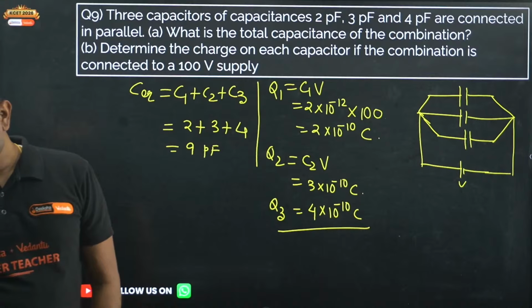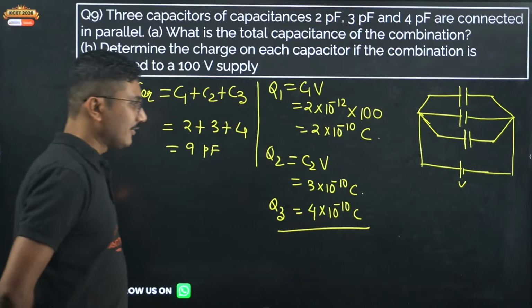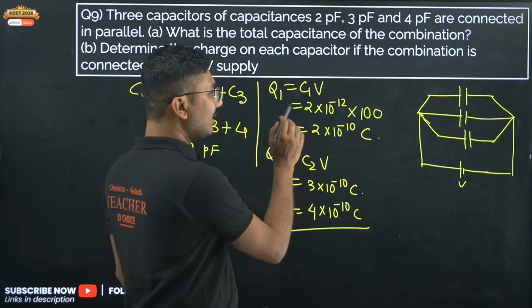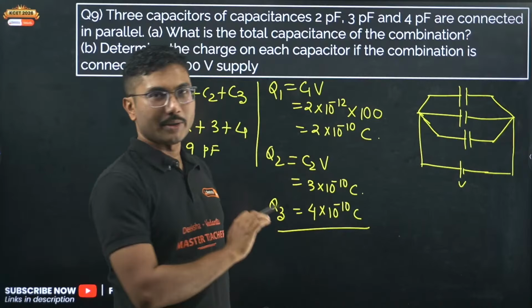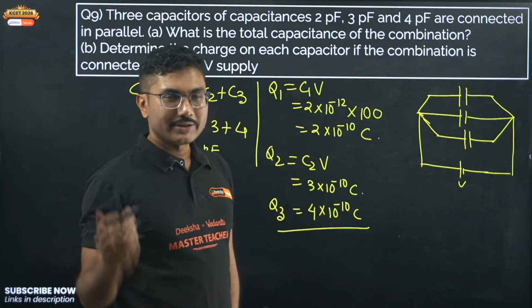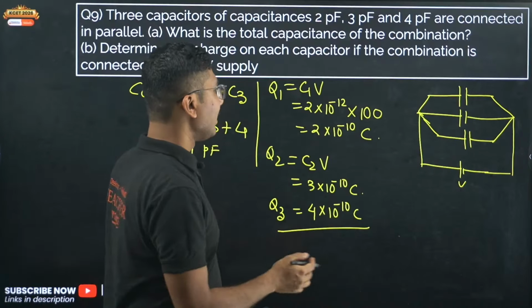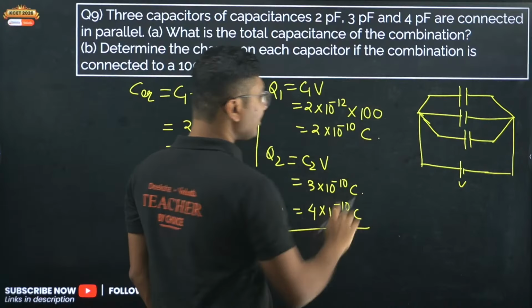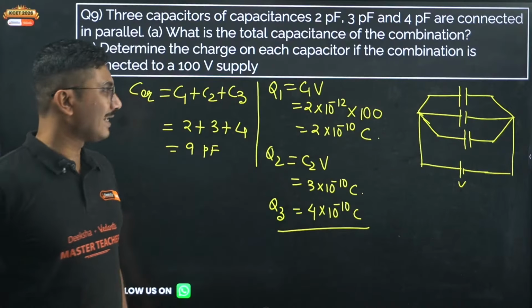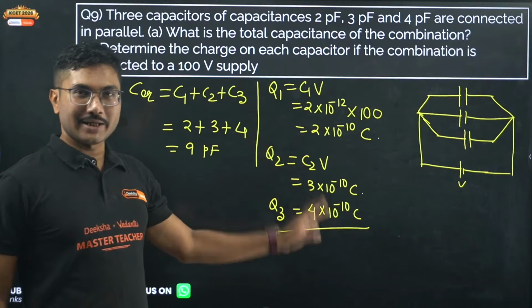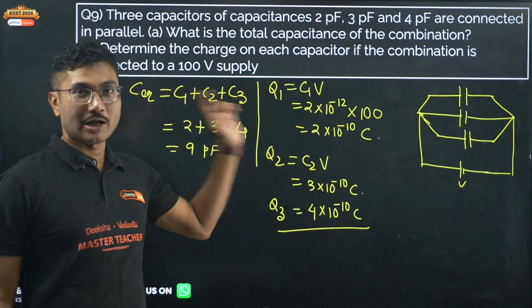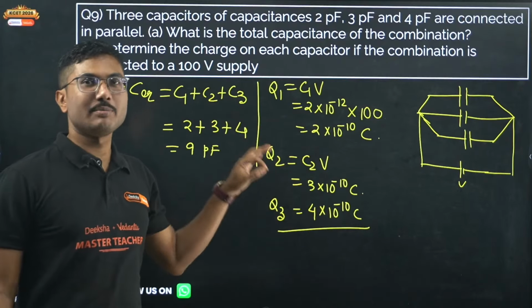9 picofarad is correct. So again, the answer will be 200, 300, 400 picocoulomb. If you are answering in picocoulomb, 200, 300, 400 is okay. If you are answering in terms of normal coulomb, it will be 10 to the power of minus 10, 10 to the power of minus 10. If you are answering in terms of nanocoulomb, 0.2, 0.3, 0.4.